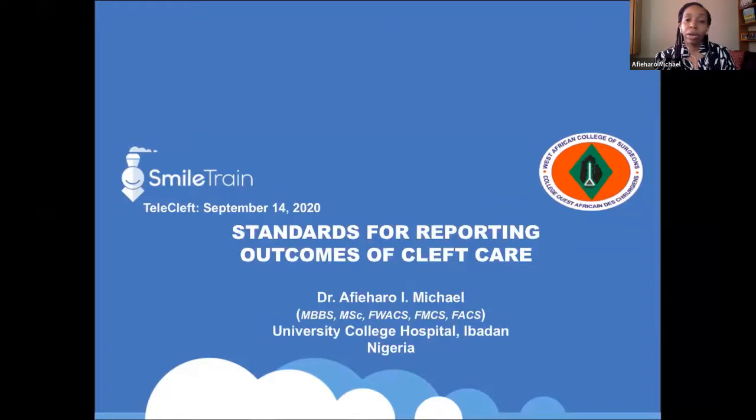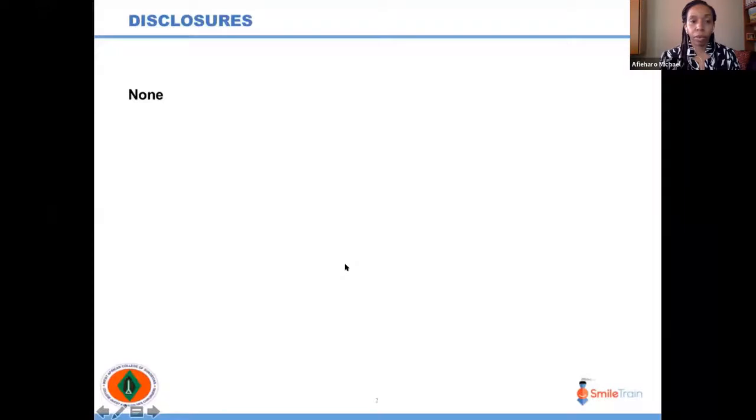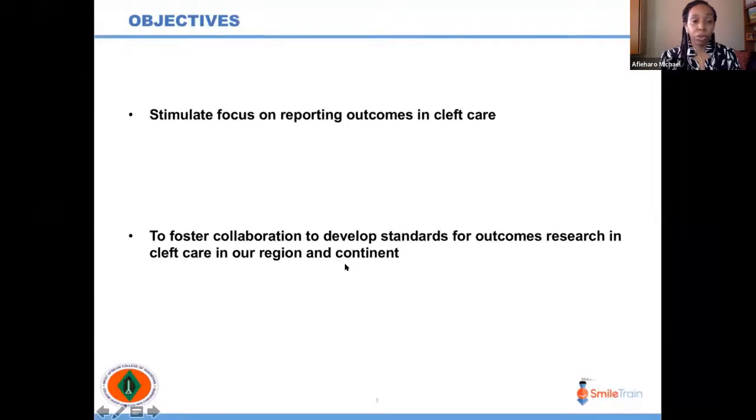Today we are going to look at a topic which is standards for reporting outcomes of cleft care. It is a deviation from what we've been having, which have been more of clinical series, but it's however germane to what we do as cleft care professionals. I have no disclosures to make.